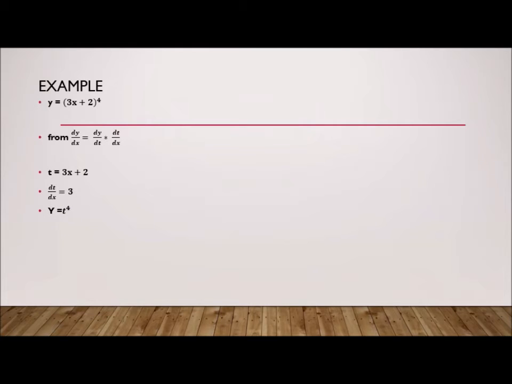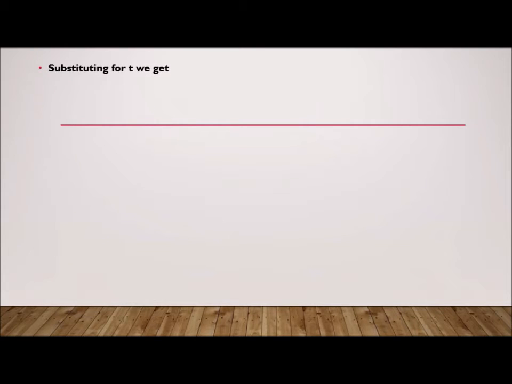So we shall have y is equal to t power 4, where the t is the 3x plus 2. So dy/dt will be 4t power 3. We subtract the power minus 1. So applying the chain rule, we have 4t cubed times 3, which is 12t cubed. Now, when we substitute for t, our t was 3x plus 2, so we get 4 (3x plus 2) cubed times 3, and we get 12 into (3x plus 2) cubed.